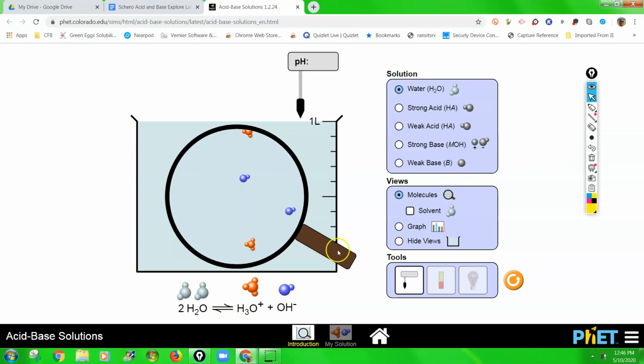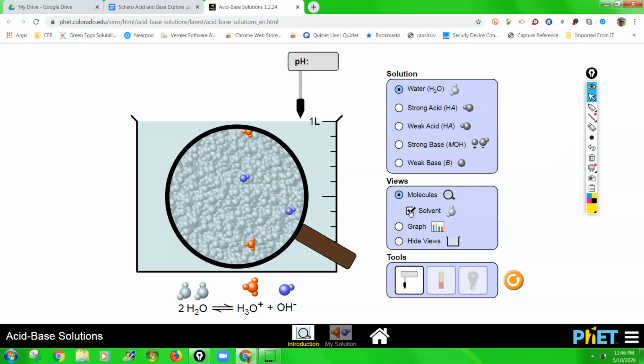molecules. And right now, what we see is we have some water in here, and the water is breaking apart a tiny bit into hydronium ions, like we already learned about, and hydroxide ions. And so sometimes we need to be able to see all the molecules, including the water. So the solvent is the water. So you see a whole bunch of water, water, water, water, only a teeny tiny bit of hydronium, the red ones, and hydroxide, the blue ones.